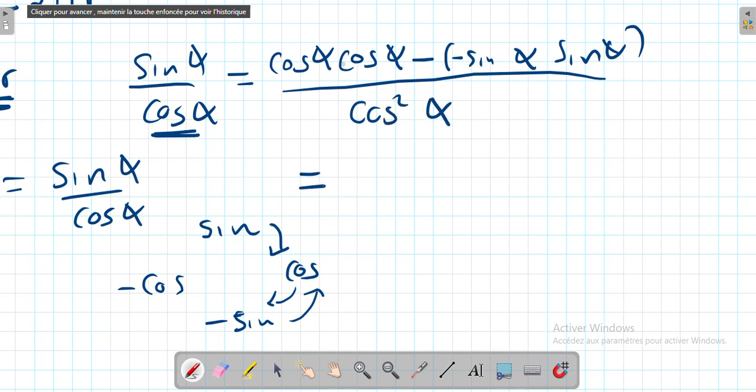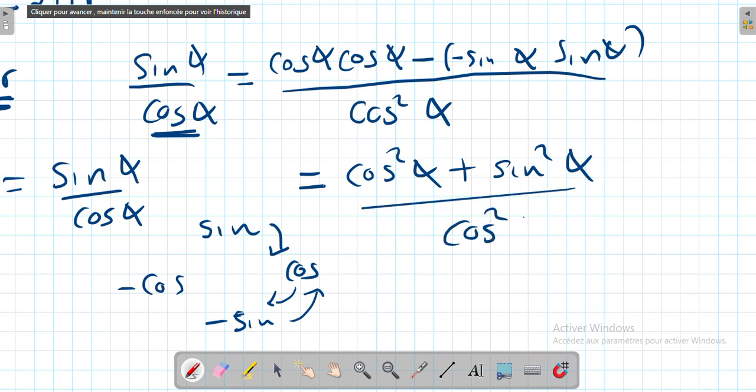So let me try to simplify this. I'm going to have cos squared alpha, then negative negative will give me plus sine squared alpha over cos squared alpha.